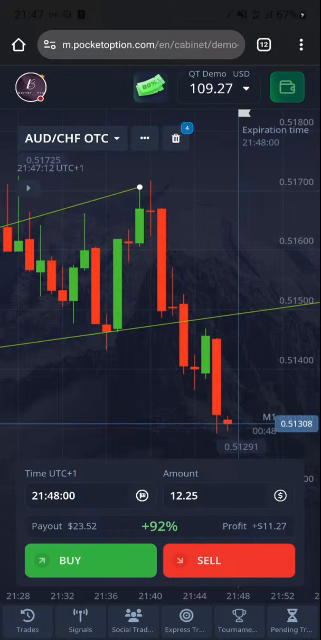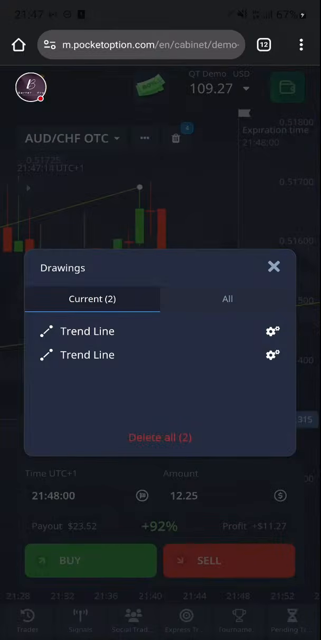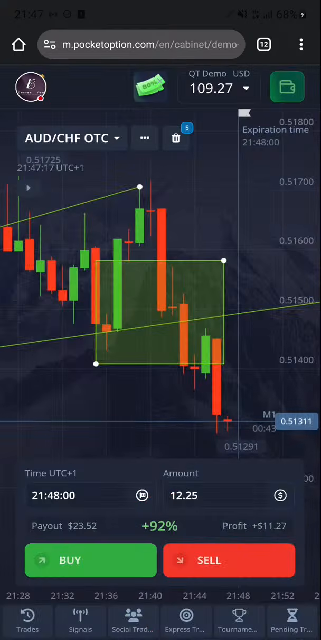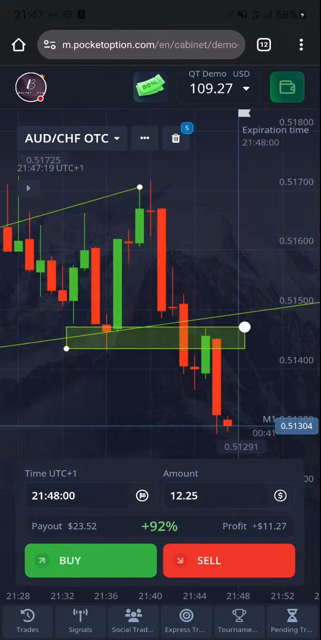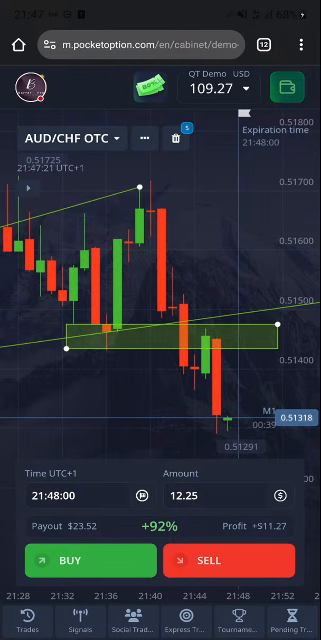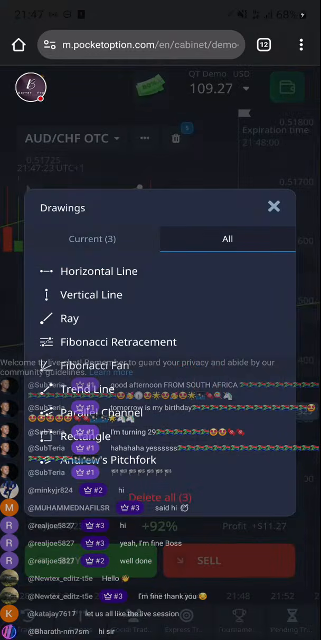Also, you understand this. Let me show you another reason why the sellers may actually come in. You see, this area was previously a demand area, but now it has turned to supply.